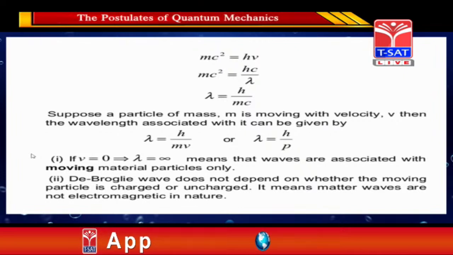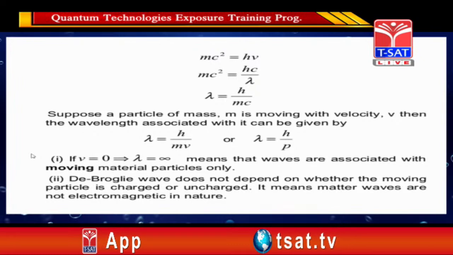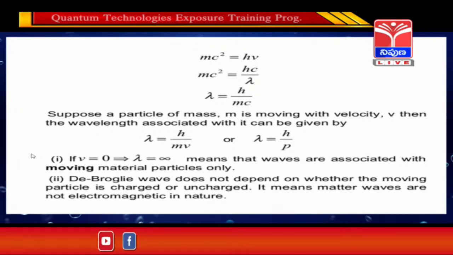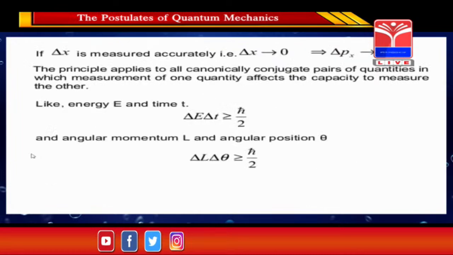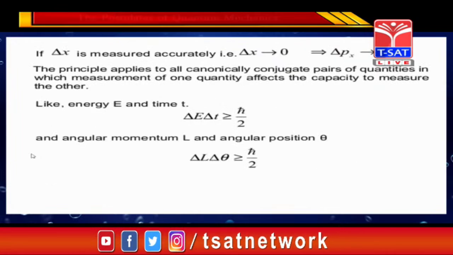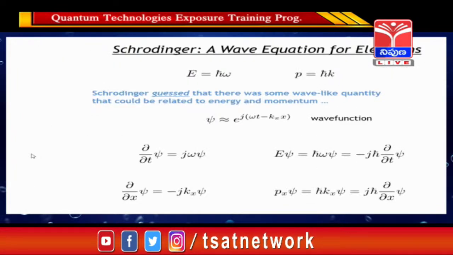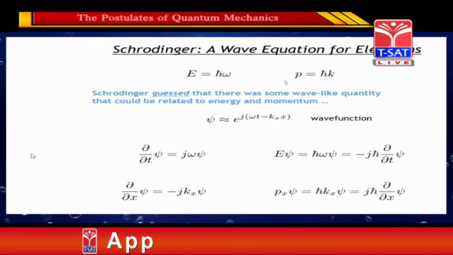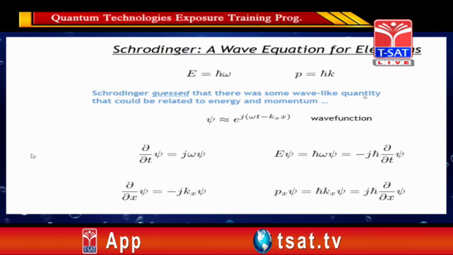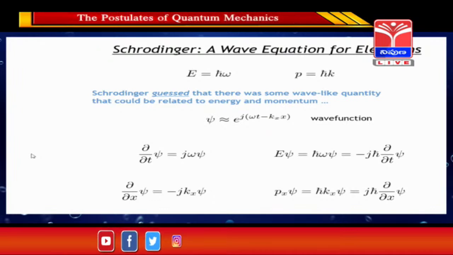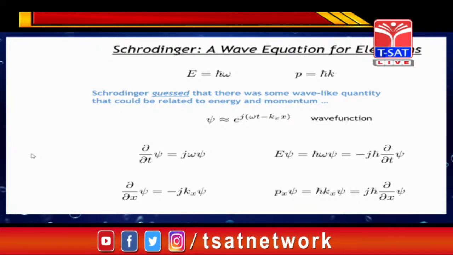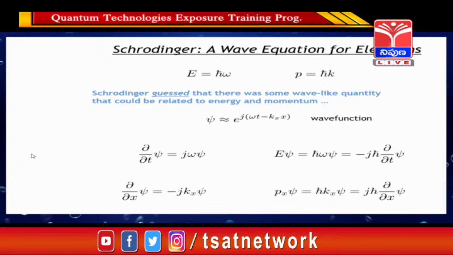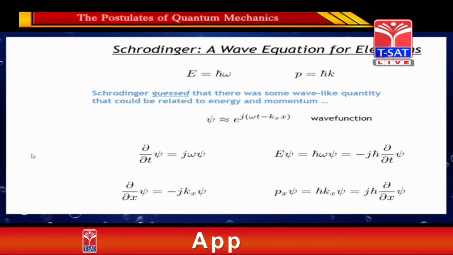Now h means twice pi h bar, so p is equal to h bar into twice pi by lambda. Since twice pi by lambda is understood as the wave vector, this k. So this is basically from de Broglie's hypothesis. These are the new things that we have understood here: energy associated with frequency, momentum associated with wavelength or wave number.